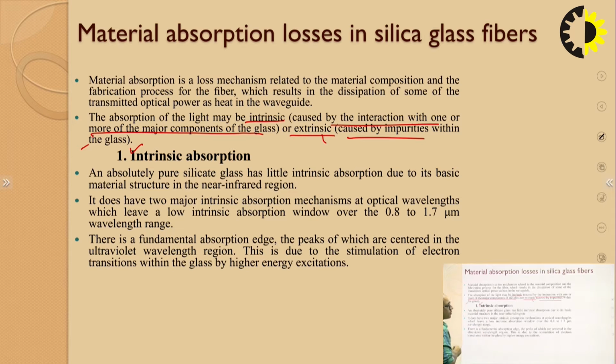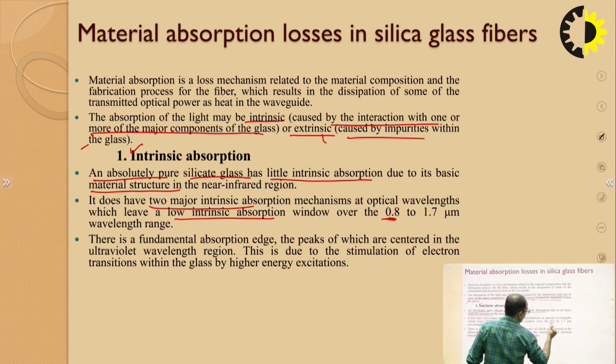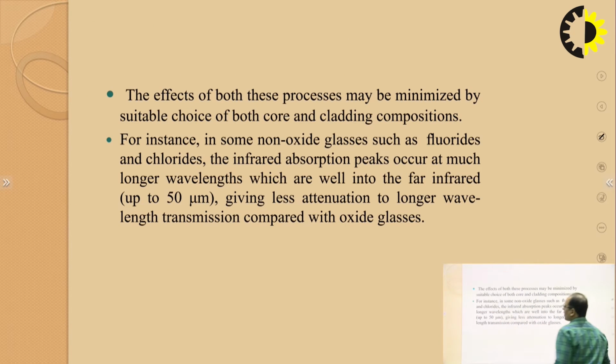Generally, a pure silicate glass has little intrinsic absorption due to its basic material structure in the near infrared region. So you will see here that the two major intrinsic absorption mechanisms have two windows, that is, low intrinsic absorption observed at 0.8 to 1.7 micrometer wavelength. The effect of these processes can be minimized by the suitable choice of both core and cladding composition.